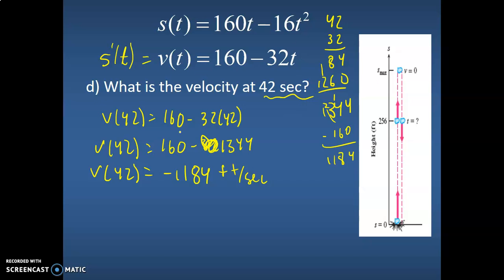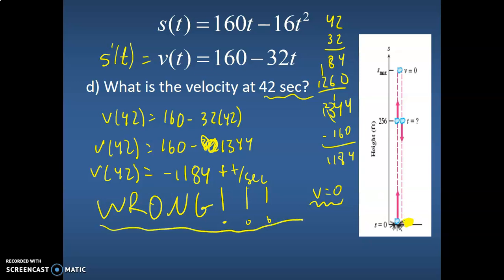And you did all the math right, but this is wrong. We need to stop and think for a second. At 42 seconds, the velocity is 0, because this rock is just sitting here on the ground. It only took 5 seconds to get up. It's going to take 5 seconds to get back down. Now let's do the math to prove that. So the rock starts and finishes when the height is 0. So let's figure out when that happens.